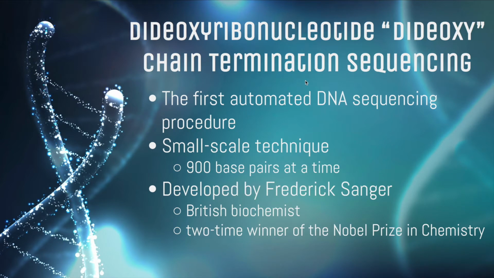Also referred to as dideoxy sequencing, it is the first automated DNA sequencing procedure working with about a maximum of 900 base pairs at a time. This procedure was developed by the British biochemist Frederick Sanger, who won the Nobel Prize in Chemistry twice.